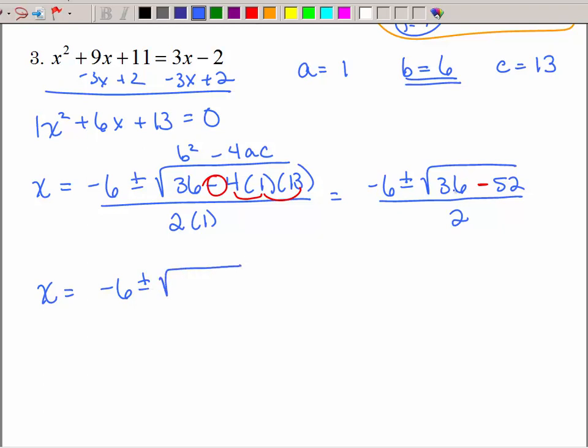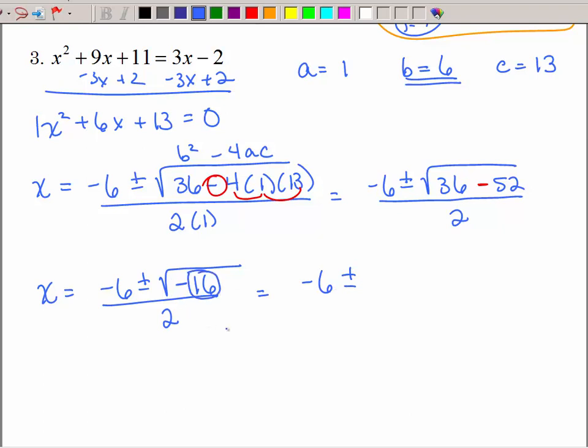Now notice, 36 minus 52, that's a negative number, right? So we have to subtract and take the sign of the larger. That's going to be negative 16 over 2. Now we see why we need to learn complex numbers or imaginary numbers. We can take the square root of negative numbers.